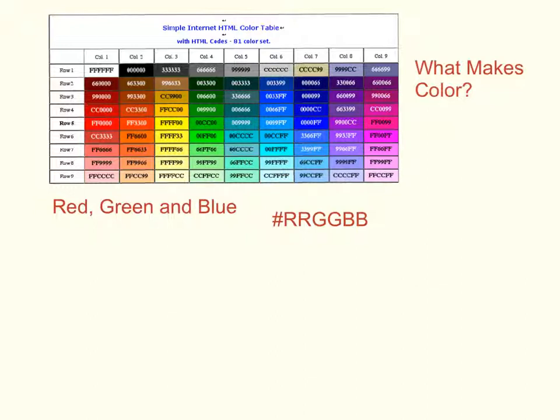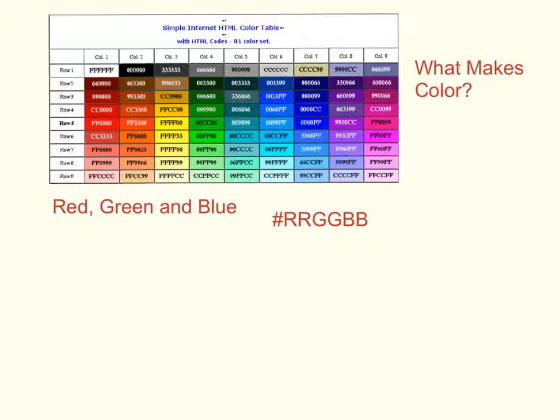Take a look at the green. How high the numbers are with the letter F's in the green. And then those would be the middle two numbers that represent the amount of green in a color. Then take a look at blue. Lots of F's in the last two digits of the blue colors. That means a lot of blue is present. Notice how the darker the shade, the lower the numbers are.